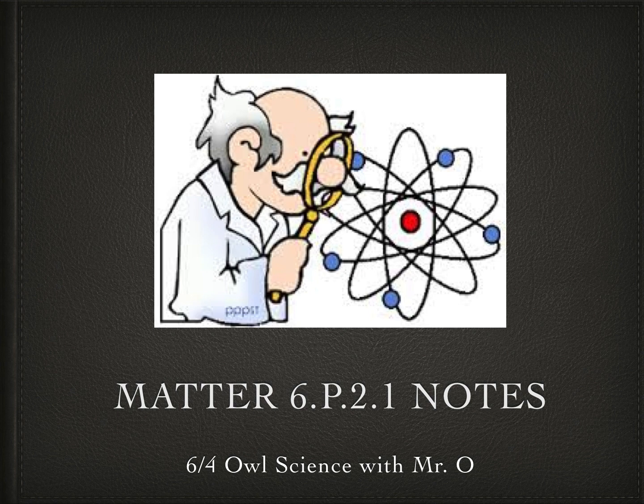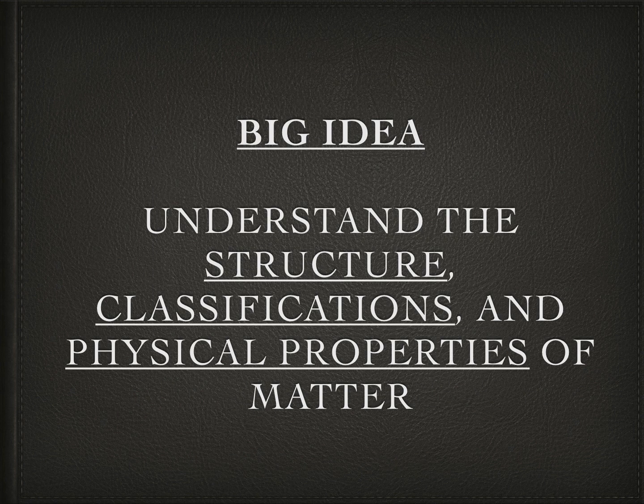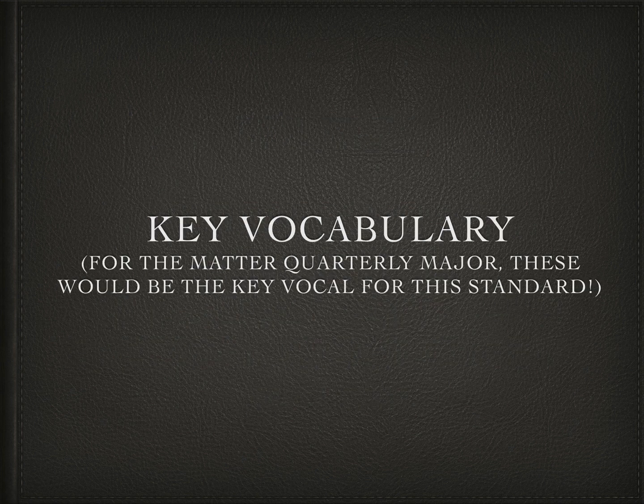So this is matter 6.P.2.1. Remember, we did the matter major overview yesterday. This is one of three of those standards. And I'll come back to that matter major a couple times as we go through this video. Now, the big idea of the unit is that you need to understand the structure, classification, and physical properties of matter. That is all three matter standards together. This standard helps talk about the structure and some of the classifications and some of the physical properties, but not too many. Before we go any further, we're going to start with key vocabulary.